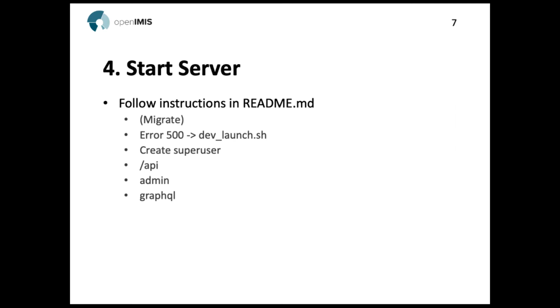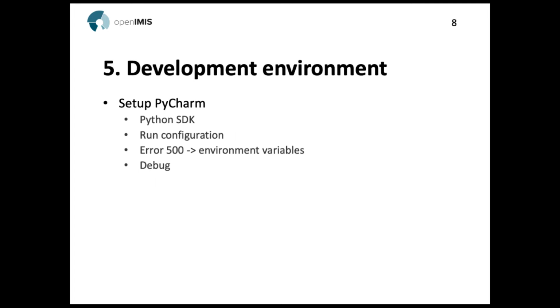To start the server, we'll follow also the instructions from the README. We'll migrate, it should be probably done in the previous step. We'll encounter an error and see why it is and how to do it properly on development. We create a super user. Then we'll show that we have a /API, access the admin part, and the GraphQL.